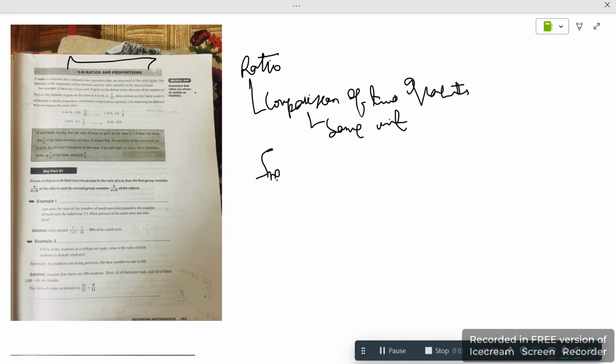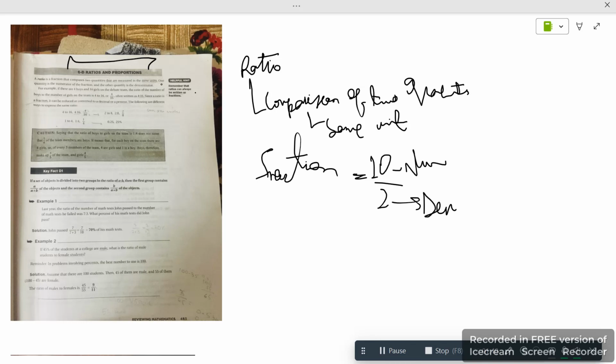Ratio can also be found by the fraction value, and we know what a fraction is: any number which has a numerator and denominator. For example, here we have 10, and downward we have 2. So the downward value is known as the denominator, and the upper one is the numerator.